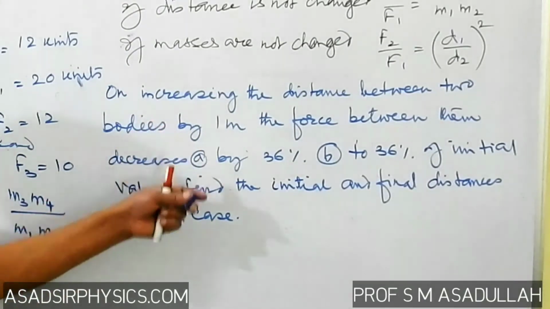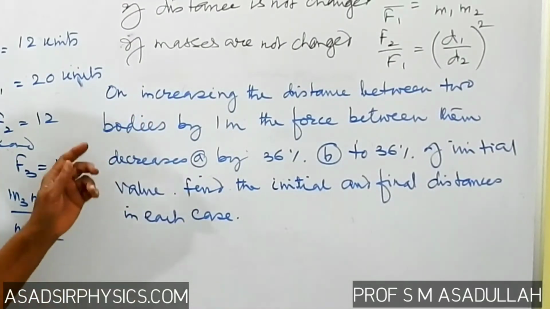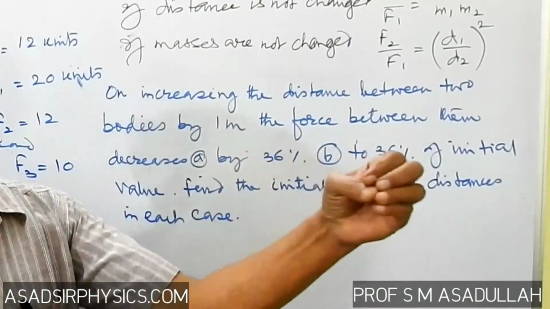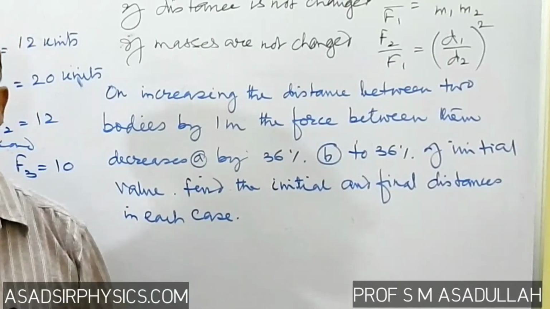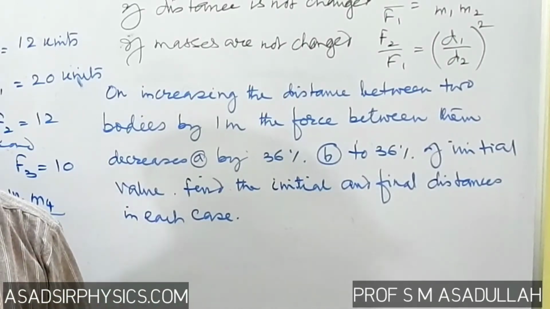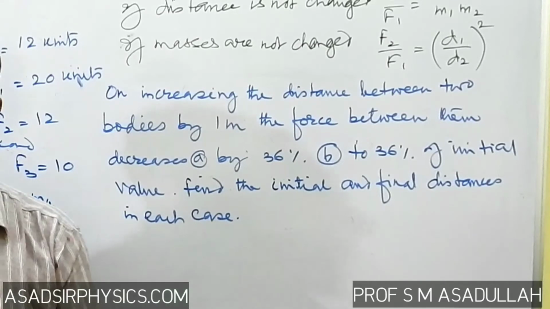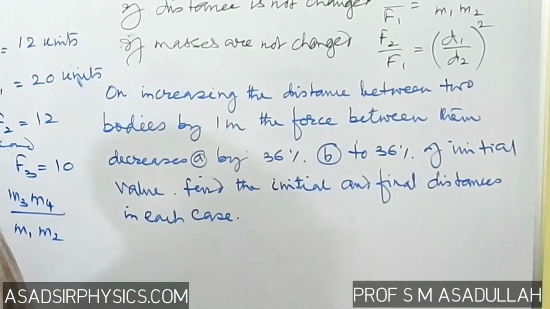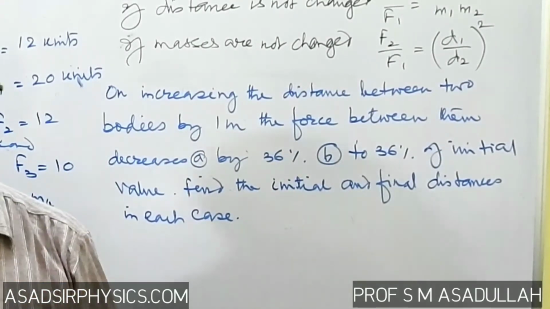Now let us consider another kind of problem. Here we are dealing with only distance. Now read this problem: on increasing the distance between two bodies by 1 meter. We know that whenever distance is increased, force decreases. Whenever distance is decreased, force increases. Now we will consider two problems where distance is increased and there is a decrease in force. After that we will consider two more problems where distance is decreased and force is increased.